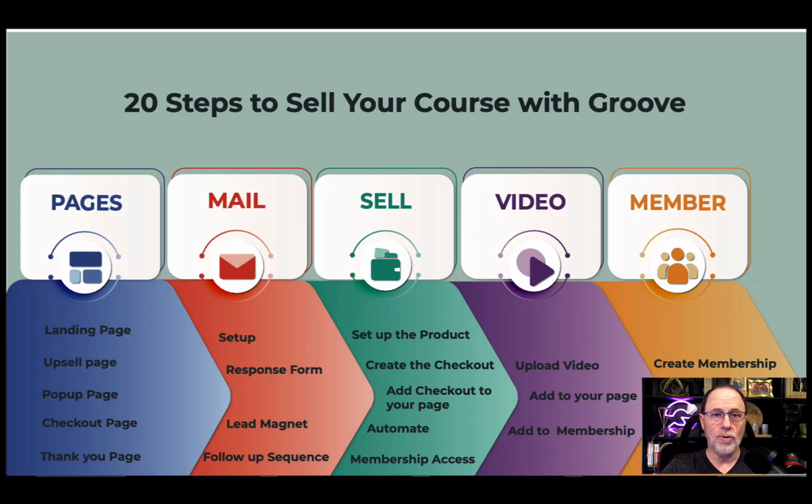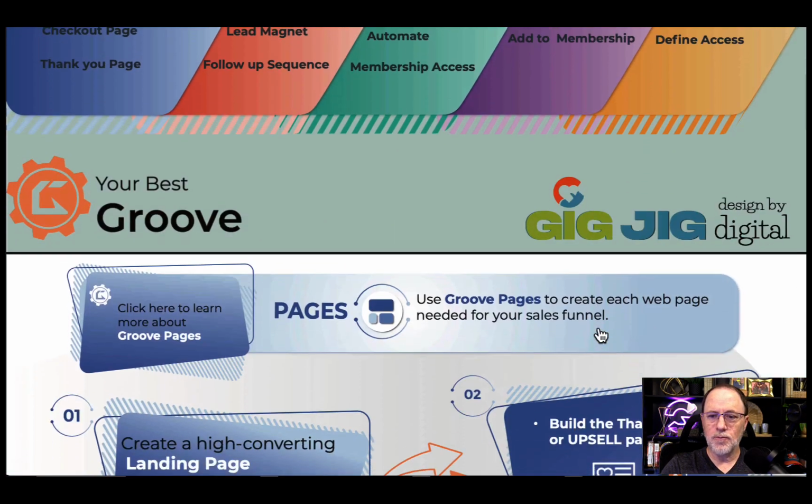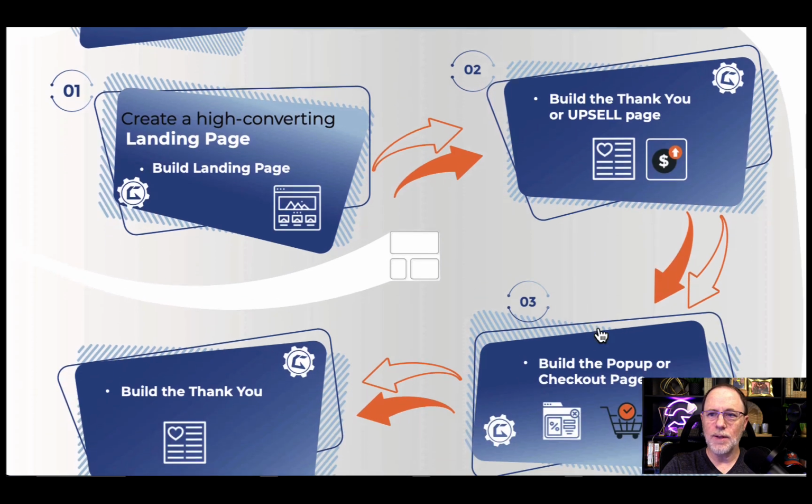All right, let's take a look at this 20-step guide, and we're going to start at step one. As you can see, right here is an overview that we're going to use Groove Pages, Groove Mail, Groove Sell, Groove Video, and Groove Member, and we're going to put them all together to create a system where people can come and buy our courses online with Groove. So we're going to go into the details of this by going to step one.